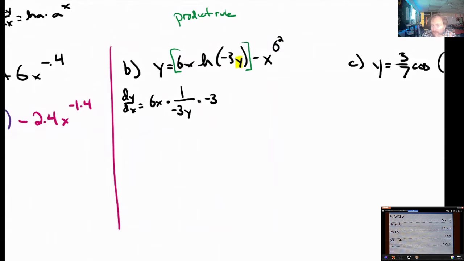The derivative of natural log of x is 1 over x. We have to multiply by the derivative of negative 3y since it's the inside function there. That's where the negative 3 comes from. And we also have to multiply by dy/dx since we are differentiating with respect to x, not y.